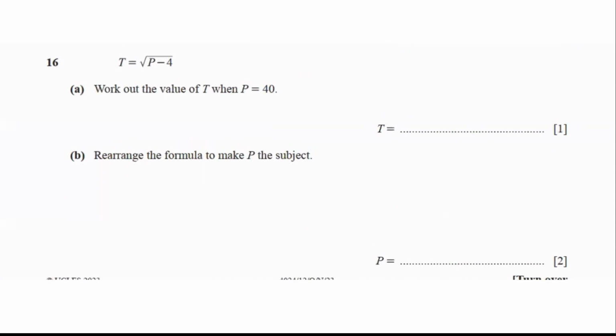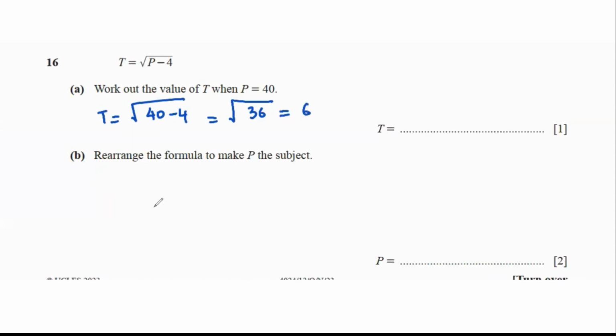Question 16 says t equals the square root of p minus 4. Work out the value of t when p is 40. So we do 40 minus 4, which is root 36, and that is going to equal 6.